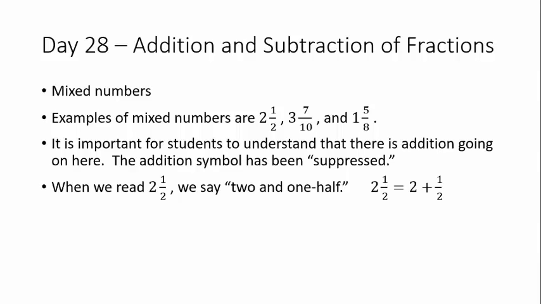It's important for our students to realize that this is actually addition. We frequently use juxtaposition to denote multiplication. So this is not 2 times 1/2 or 3 times 7/10. The addition sign has actually been suppressed in these expressions. Think about how you read it. 2 1/2. We say "and," which implies that we've got addition.